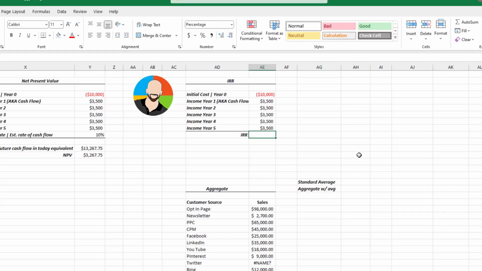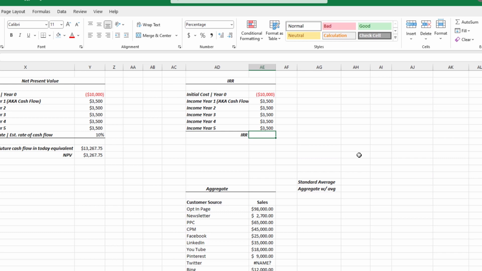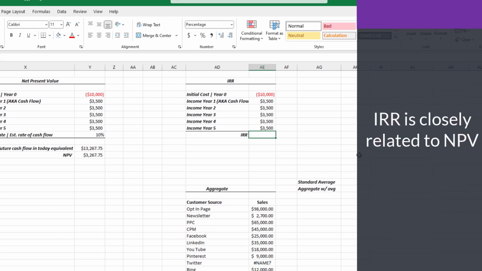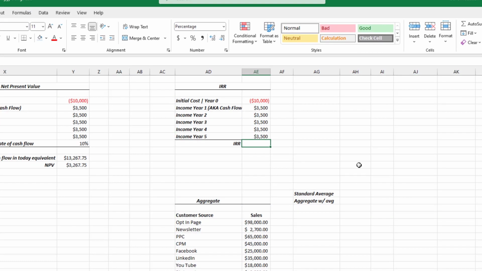Okay, let's switch gears and talk about IRR. IRR stands for internal rate of return. And before we get into things, just know that the IRR is closely related to the NPV, so make sure you understand the NPV before watching this segment. To get your mind around the IRR, it's best to start off by looking at an example.